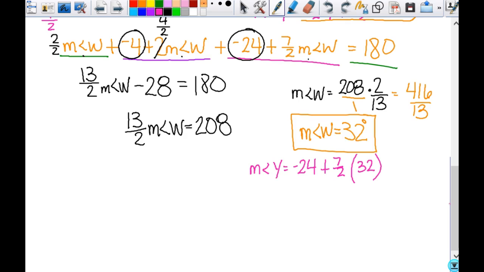Now, remember, you can multiply before you reduce, or you can reduce and then multiply, right? So I could put this over 1, multiply 7 times 32 and then divide it in half, but can I reduce that before I multiply? Yes, I can, because 2 goes into 2 once, goes into 32 how many times? 16. So that means I'm going to get that the measure of angle Y equals, we'll keep that at negative 24, and really just 7 times 16. So what's 7 times 10? 70. What's 7 times 6? 42. 70 and 42 is 112.